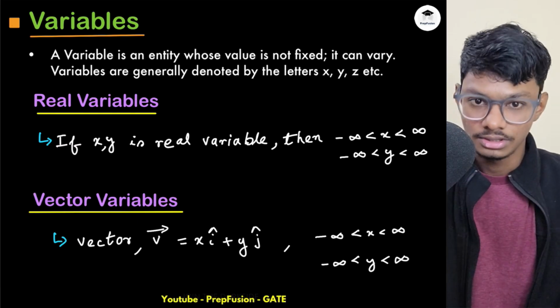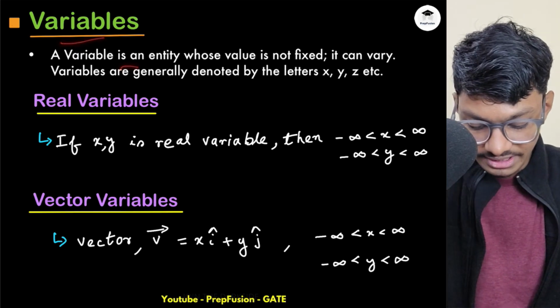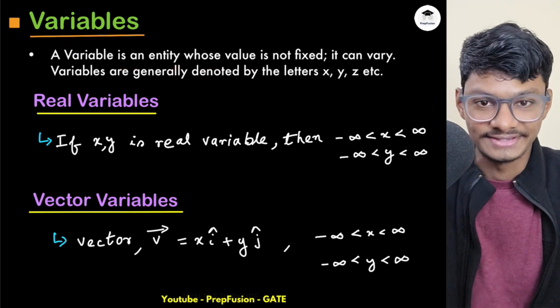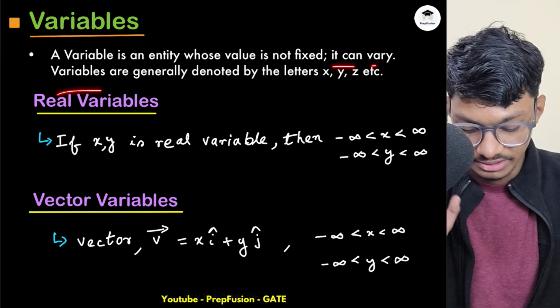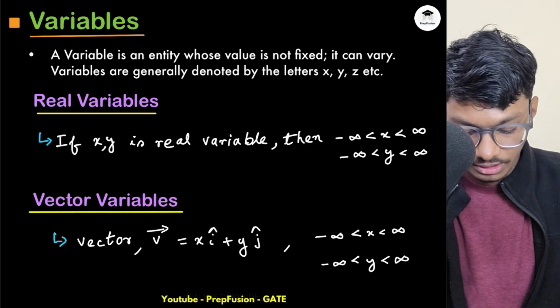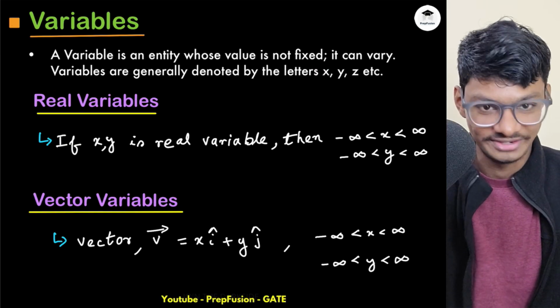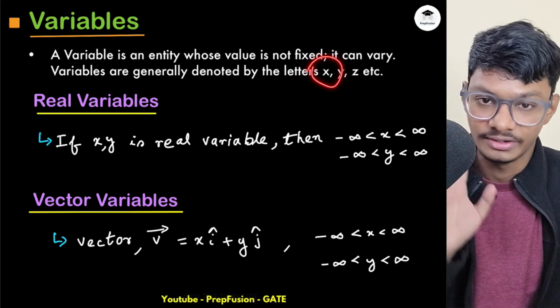So what do you mean by variables here? A variable is an entity whose value is not fixed. So its value varies. That's why the name is variable. Variables are generally denoted by the letters x, y, and z. Here we generally denote it as x, because x is very important, if you know what I mean by x. So variables are very important, right?